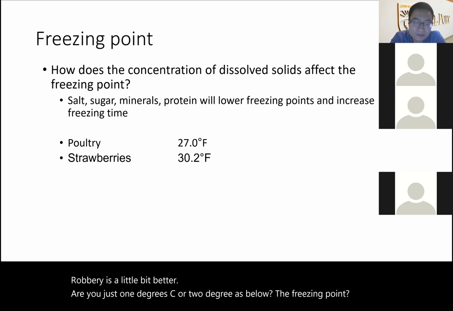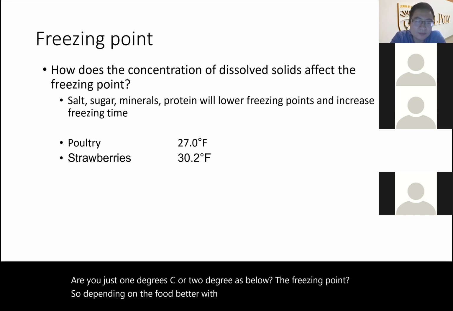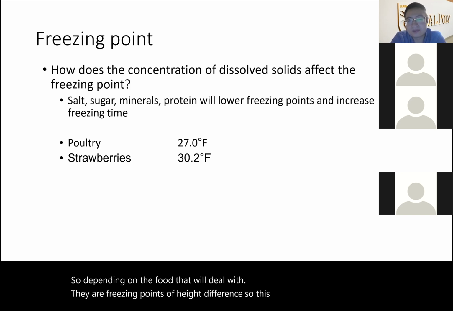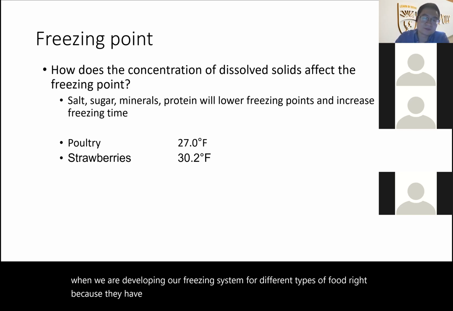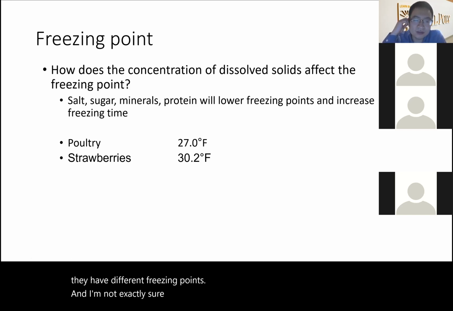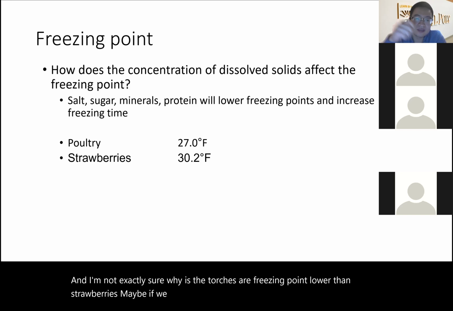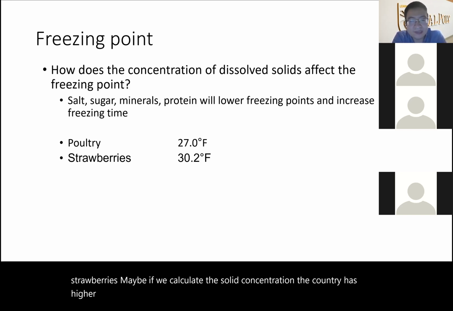Depending on the food that we deal with, their freezing points are quite different. This is extremely important when we are developing a freezing system for different types of food, because they have different freezing points. I'm not exactly sure why the poultry's freezing point is lower than that of strawberries. Maybe if we calculate the solid concentration, the poultry has a higher concentration, but that's just my guess.